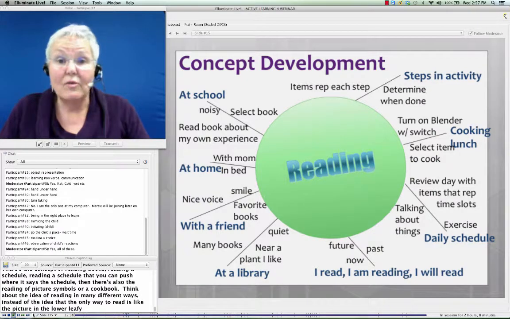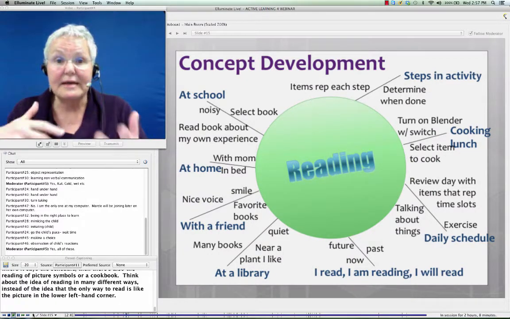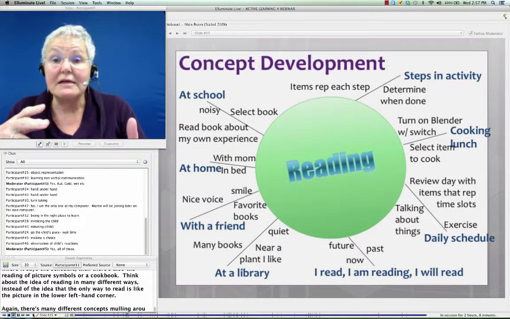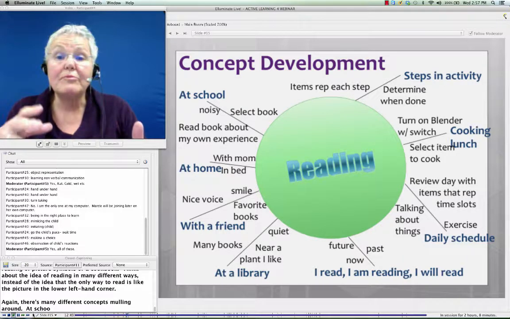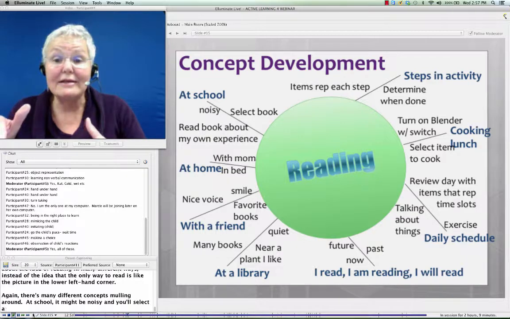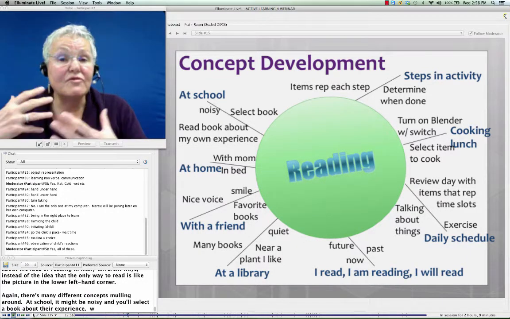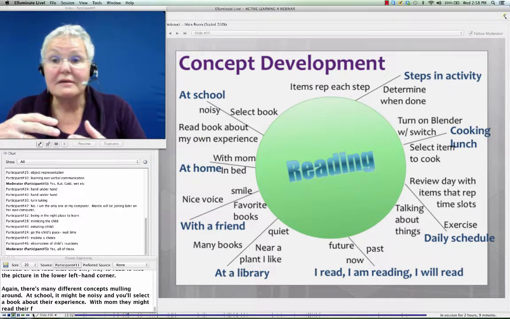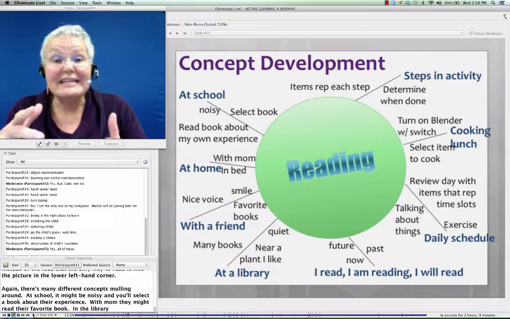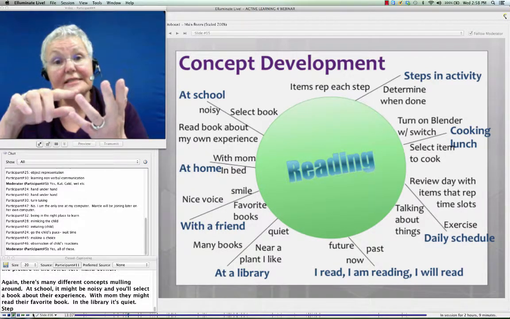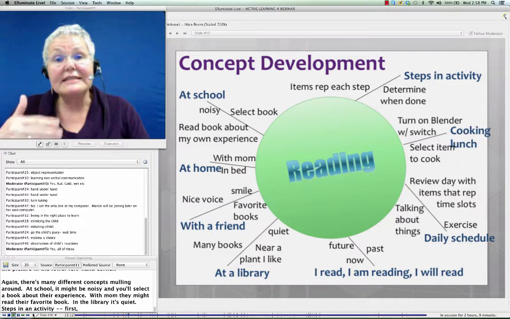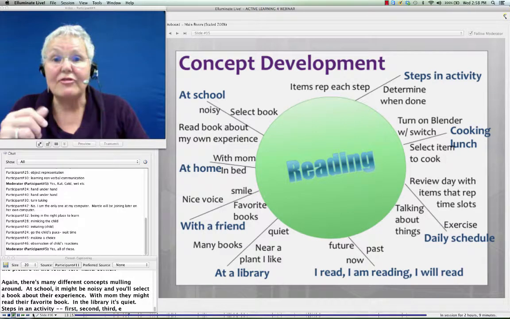So once again, all these different concepts that are mulling around at school, it might be noisy. You might select a book. You might read a book about my own experience. With mom, it might be reading in bed at night. With a friend, it might be their nice voice, favorite books. In a library, quiet. Steps in an activity with a sequence. First we do this, next we do that, next we do that. There's so many different concepts, and the idea is that you're thinking about those and seeing which ones you want to reinforce.